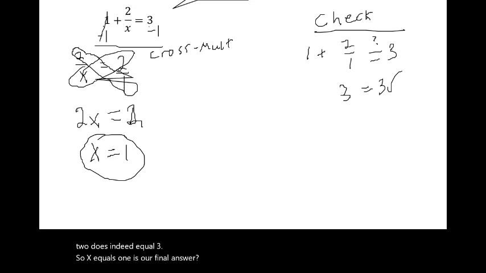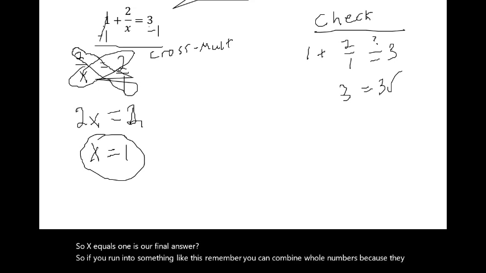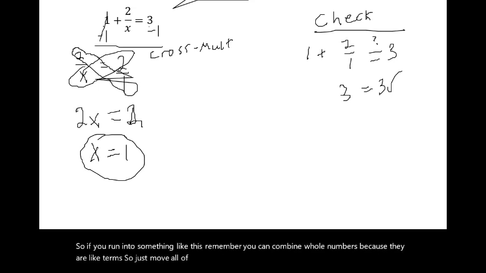So if you run into something like this, remember you can combine whole numbers because they are like terms. So just move all of the whole numbers onto one side of the equal sign, and then you should be able to cross multiply.